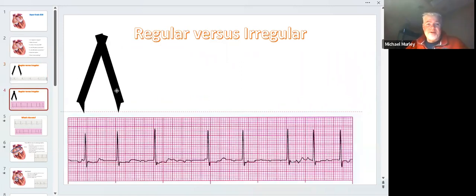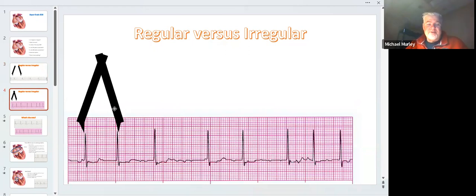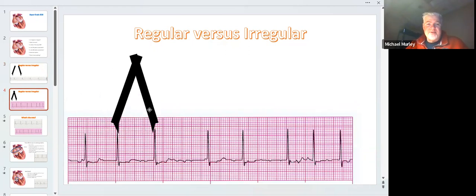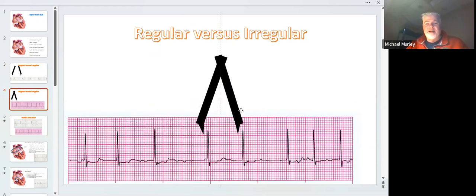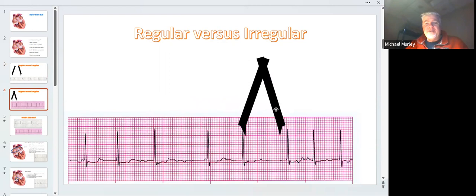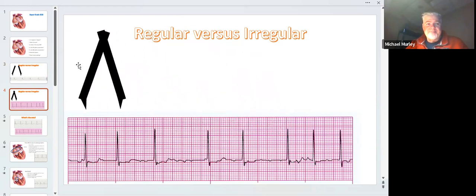And here's an example of one that is not regular. So if it's not within a couple of little squares, like, oh, look at this one, it's definitely off, then it is not regular. So this one's irregular. Now, why do you need to know that first before you need to know rate?